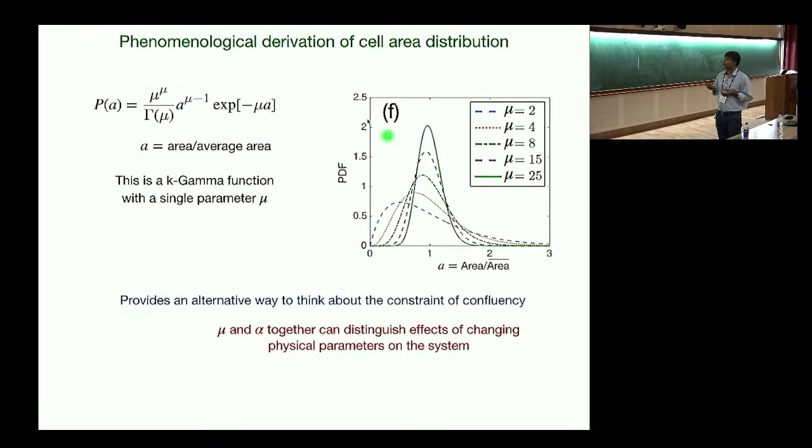This is the area distribution. Here the constant of confluency is actually crucial, and we included it in a phenomenological way. This is just to show that one can obtain this distribution, and it is the same as that obtained for the Voronoi volume or area distribution. It provides an alternative way to think about the constant of confluency. We haven't done much yet, but one would like to do something in that direction as well. But more importantly, in this context, mu and alpha, if one knows them together, can distinguish the effects of changing different parameters within the experimental system.